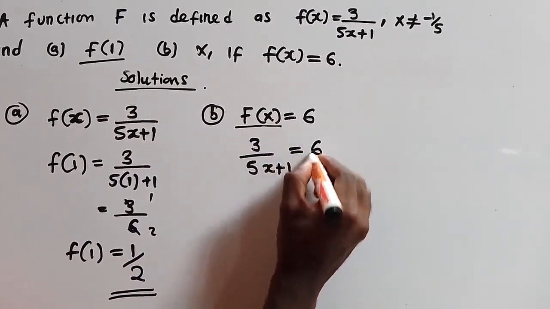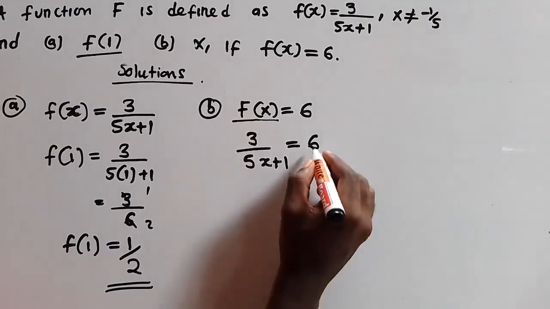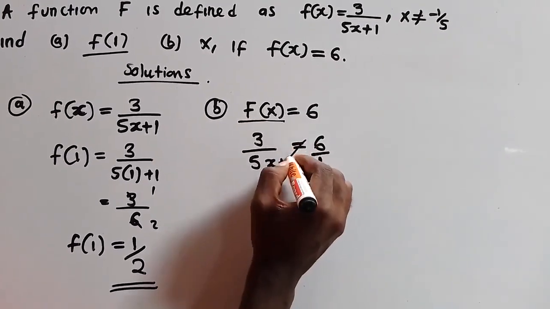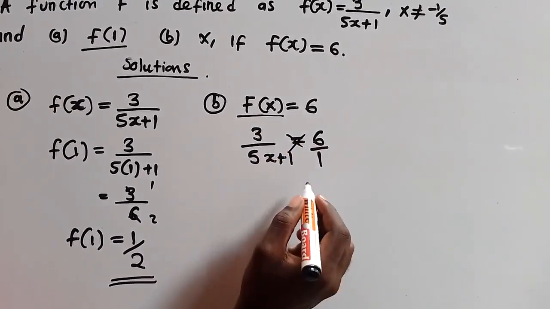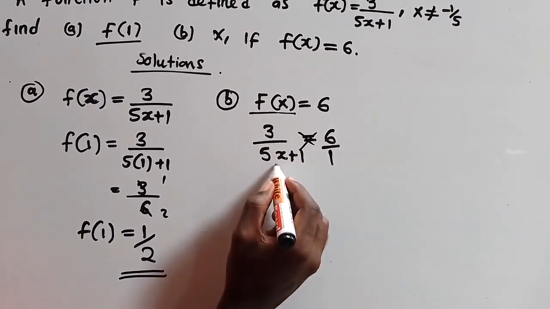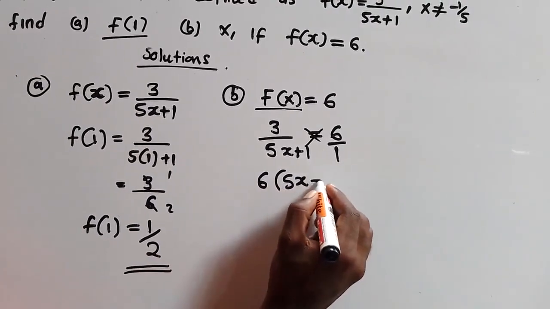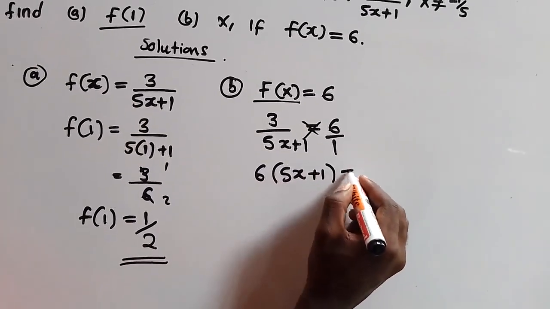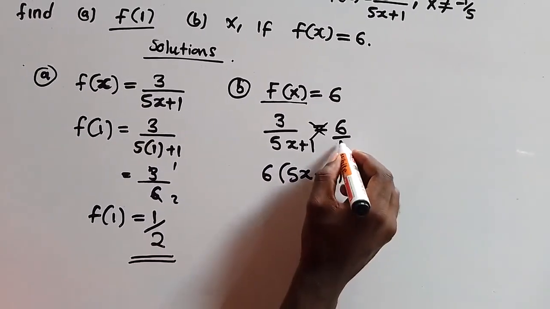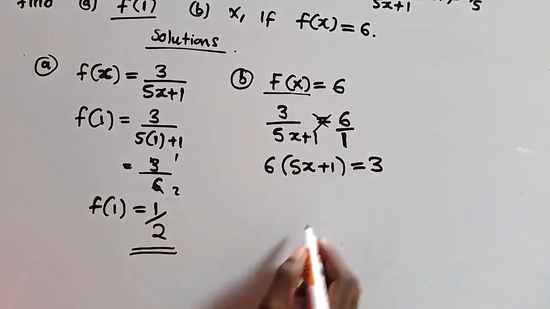This is equal to 6, like this. Then I say over 1. Then here I cross multiply. So I say 6 multiplied by everything here, so 6 multiplied by 5x plus 1, which is equal to 1 times 3, it's 3, like this.